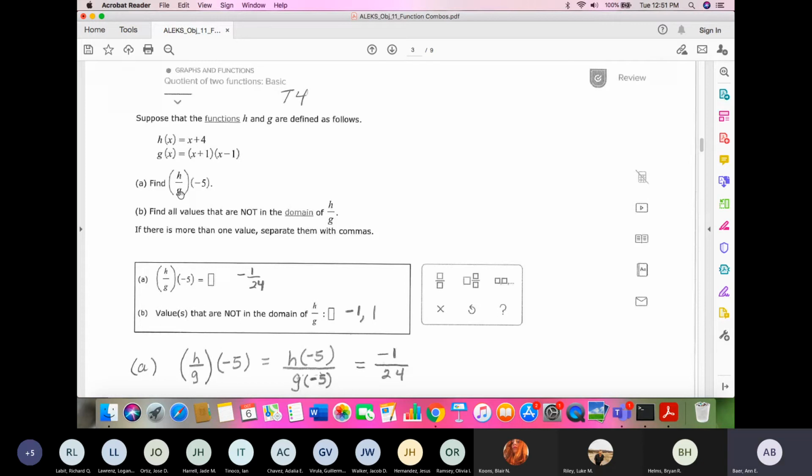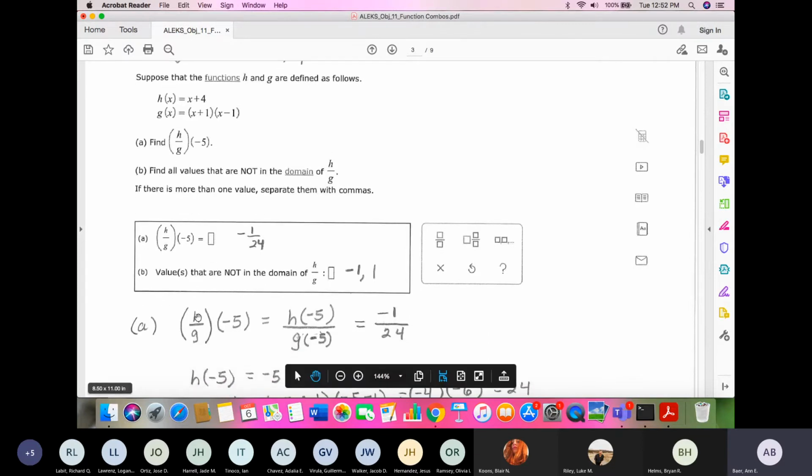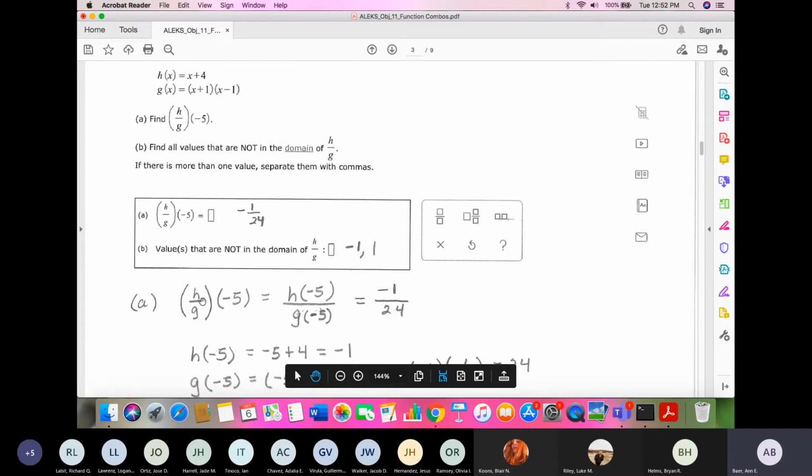Part A, find h divided by g at -5. Let's put that in workable form. H of -5, divided by, division symbol, g of also -5. Every letter needs to have, in workable form, the number or the variable inside that you're talking about.